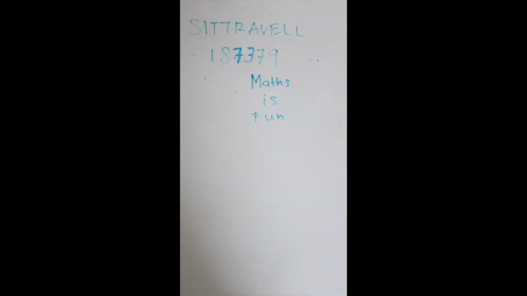Well, hello there. My name is Citraril, and this is a video for the assignment that was given. As you can see, that's my matrix number 187379. Above that is my name. So this is just to prove that I'm the one doing the calculation.